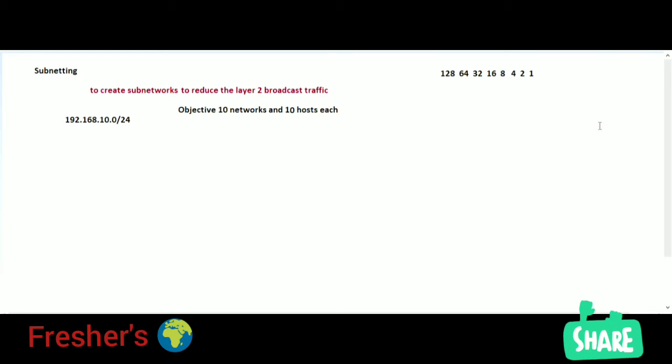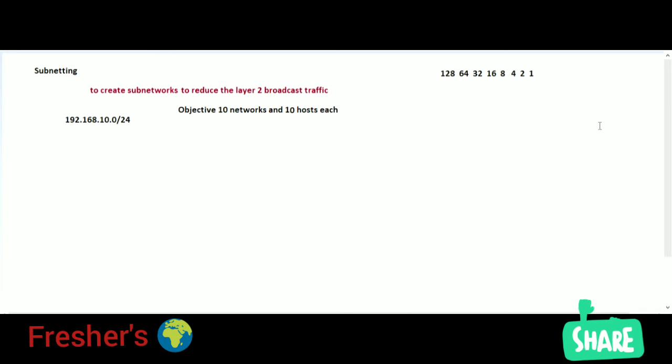Subnetting is a method used to divide networks to reduce the layer 2 broadcast traffic. So our objective is to create 10 networks and 10 hosts per network. The ISP has assigned a network ID, which is 192.168.10.0/24. I'm going to do subnetting and create 10 networks.